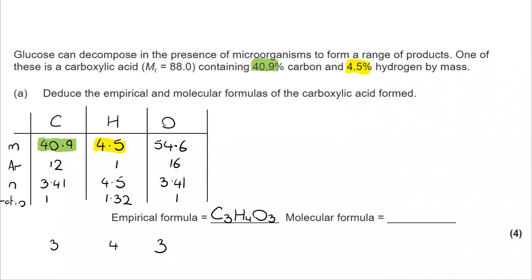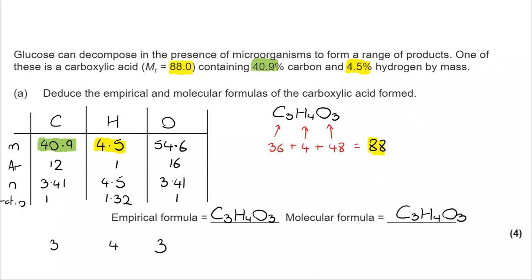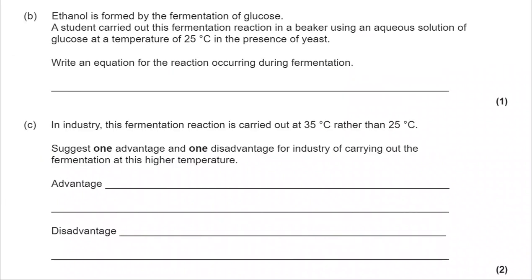We've been given information that the MR is 88. Now actually C3H4O3 has an MR of 88. So actually the empirical formula in this circumstance is equal to the molecular formula. They are both C3H4O3. Moving on to part B, ethanol formed by the fermentation of glucose.